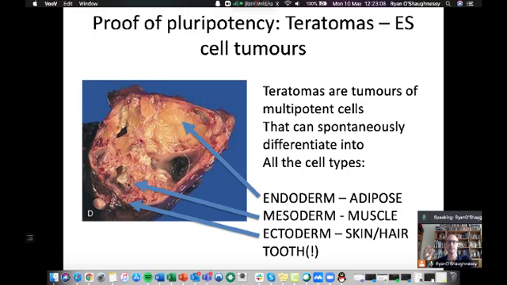We've got some mesodermal tissue. We have muscle. There's also bone, which is also mesodermal. And then ectoderm, we get skin, hair. Occasionally you get teeth in teratomas. And this is proof of pluripotency. So these teratomas are ES cell tumours. And if we implant ES cells into nude mice, we get a similar thing occurring.